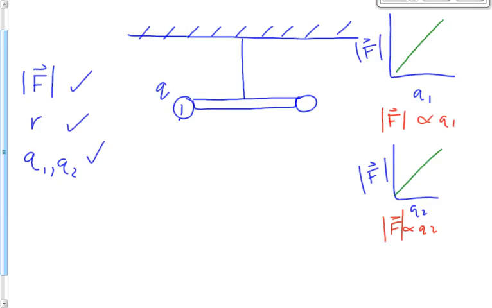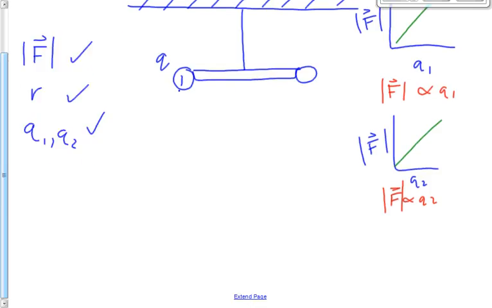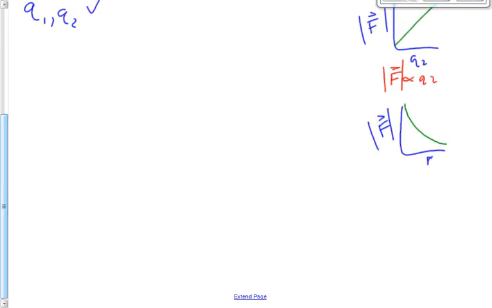Finally, he's got one more experiment. F versus, this time it would be F versus R. This time he plots the graph and gets a significantly different shape. Looks like this. This time the relationship is not linear. As R goes up, F doesn't go up. As R goes up, F goes down. In fact, it doesn't even go down linearly. It goes down quicker than that.